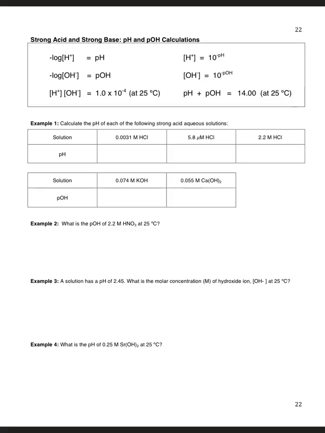We know that if you take the negative log of something, that's going to become the p scale of that thing. For example, if you take the negative log of proton, it's going to become pH. If you take the negative log of the OH, it's going to equal pOH. And in order to do the anti-log to get just the concentration, you would use 10 to the negative pH to get the concentration of proton. Same for the concentration of hydroxide ion as well. If you do 10 to the negative pOH, you are going to get the concentration of hydroxide ions.